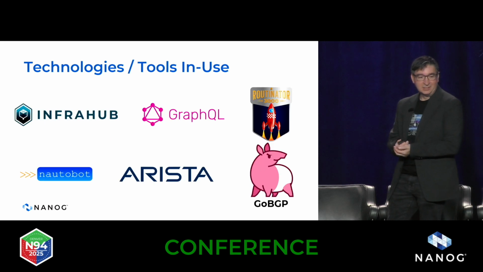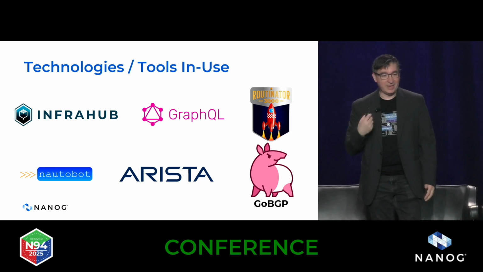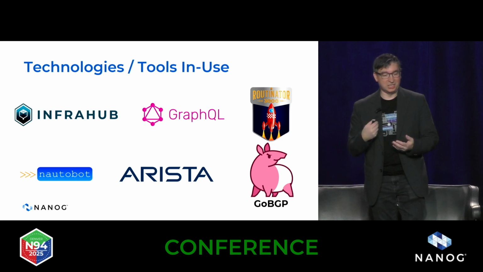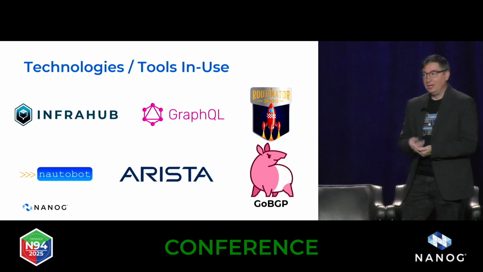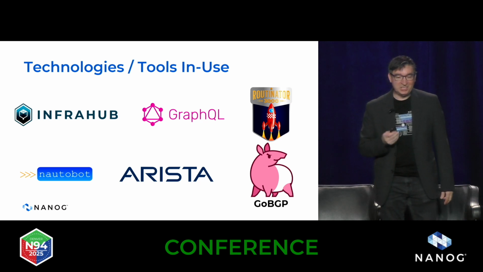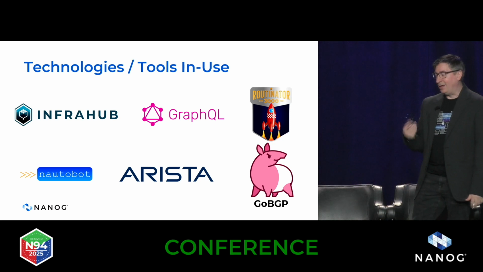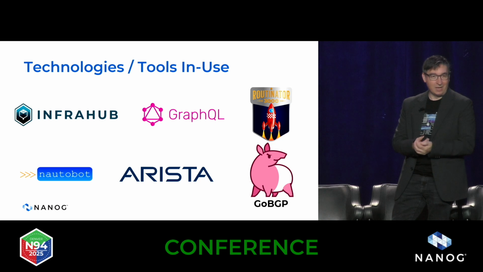We also had a list of technologies that we use. These are all free or open source products that we made use of for the hackathon and the challenges. InfraHub, GraphQL, Routeinator, Nautobot, Arista's cEOS lab environment, which is a containerized version of their EOS operating system that many of you know and love, or not. GoBGP as well. So if you are working on any of these or responsible for them, keep doing the good work, and thank you.